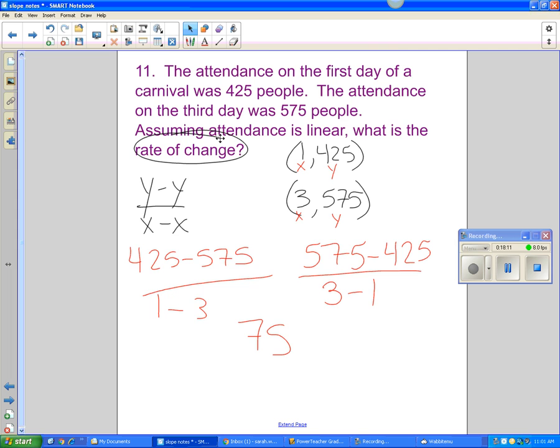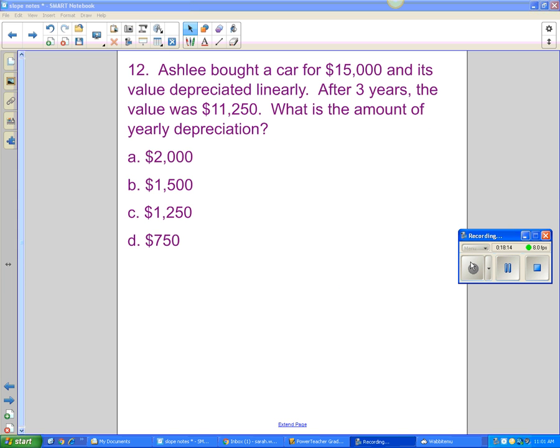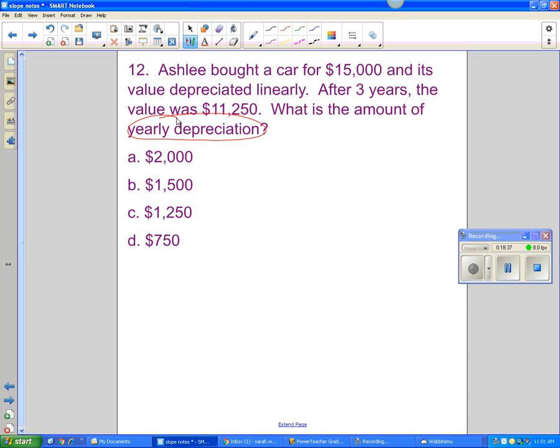All right, somebody other than Ashley bought a car for $15,000 and its value depreciated linearly. After 3 years, the value was $11,250. What is the amount of yearly depreciation? What does it mean by the amount of yearly depreciation? How much it goes down. So how much it's changing. So yearly depreciation, what's another way you could say that? The rate of change. All right, how much is going down is the rate of change. So again, what formula will we do on this problem? Good. Thank you, Julius. All right, and everybody else, I appreciate that.